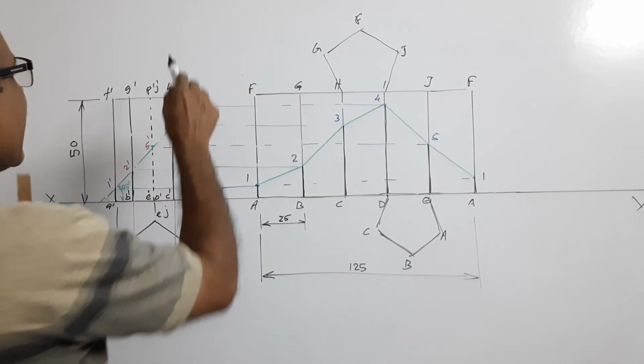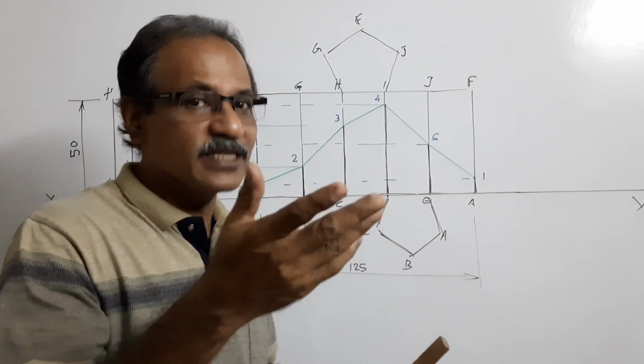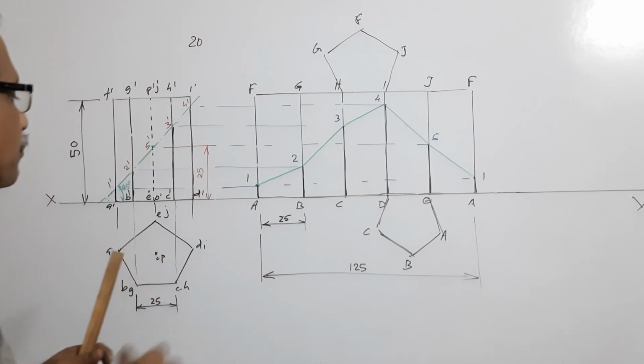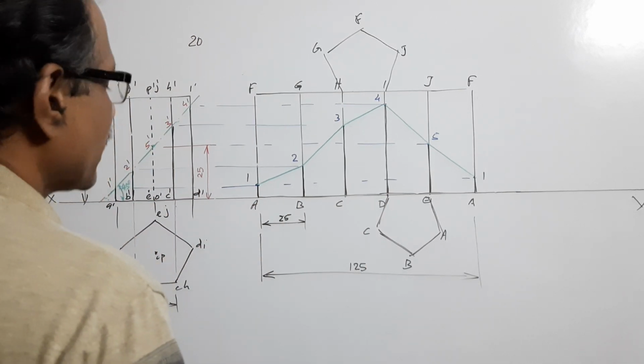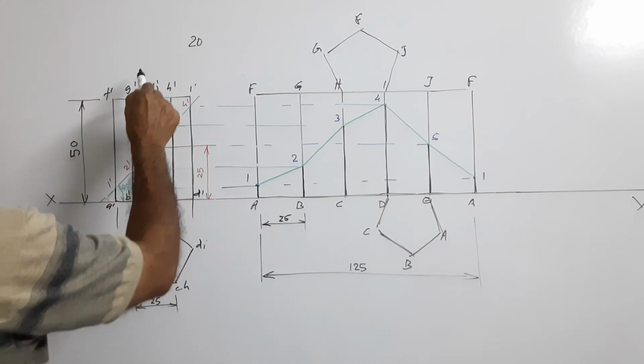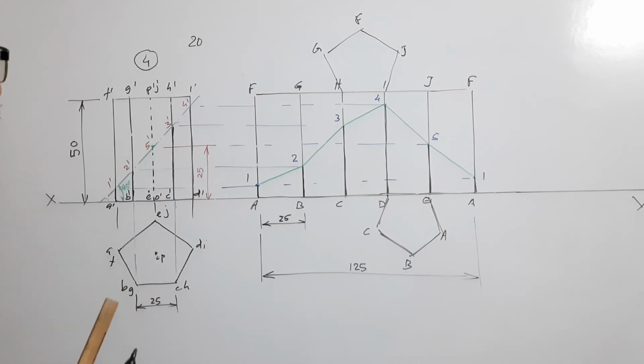Agreed? This question carries 20 marks. In the previous question when I discussed the marks, I thought it is 10 marks. It is 20 marks. Totally a question carries 20 marks. Now, if you give a mark allocation, this plan and elevation may carry 4 marks.